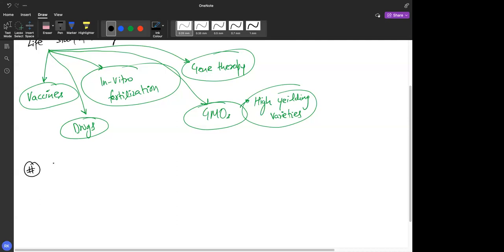Principles on which this whole field is based. Whatever scientists do to make any product which is useful to humans, they are basically doing two things. Okay, two core techniques.